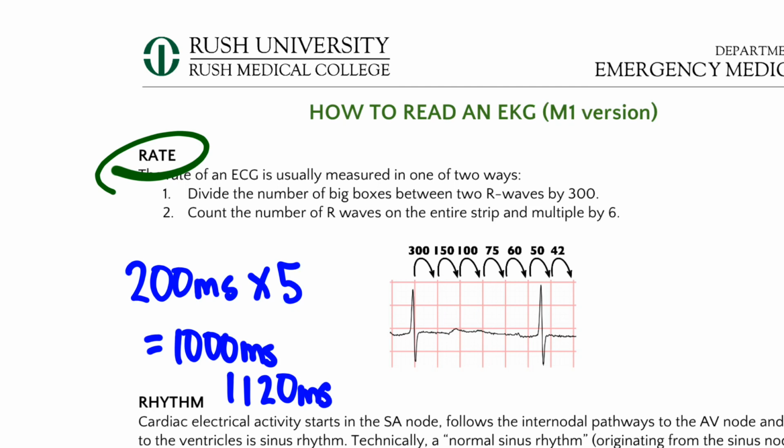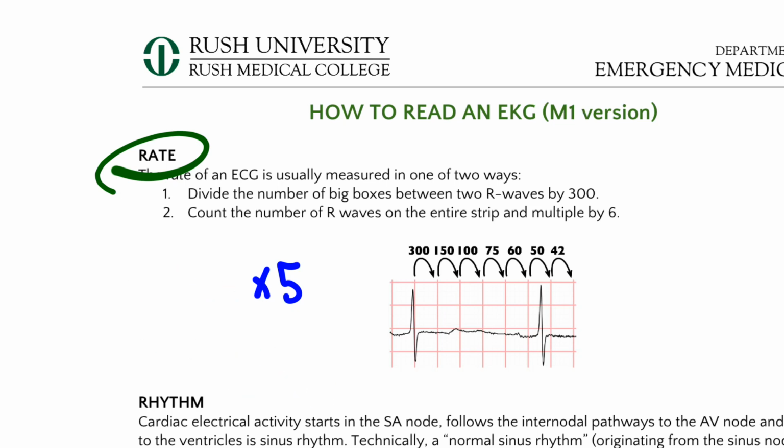But this was too much math. Let's not do it this way, right? Let's just do it the much easier way. The way that we do it is shown here with these numbers: 300, 150, 100, 75, 60, 50, 42. Now, you can either memorize these numbers, which is what I do, or you could say that it's 300 divided by the number of boxes.